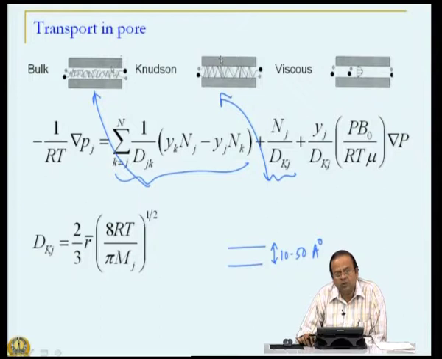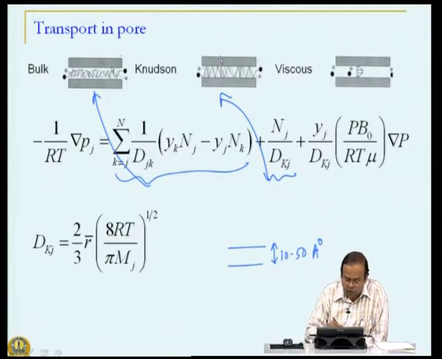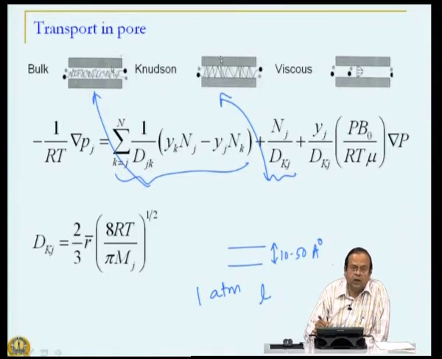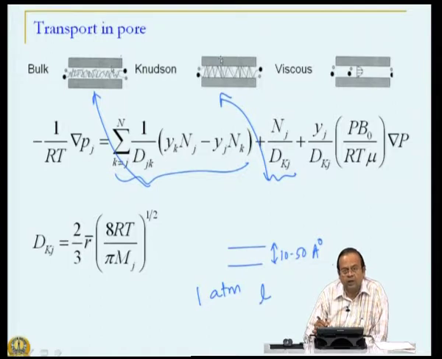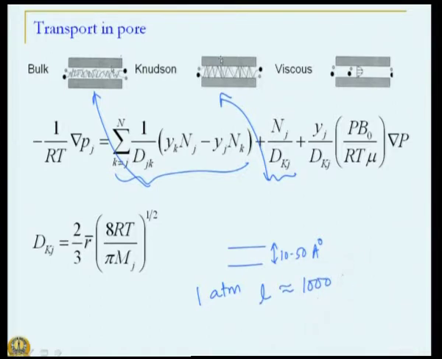Now, how does this come about? Typically, if you consider a gas at 1 atmosphere, the mean free path L, as it is known, that is the distance on an average a gas molecule has to travel before it can hit another gas molecule, is of the order of 1000 angstroms.